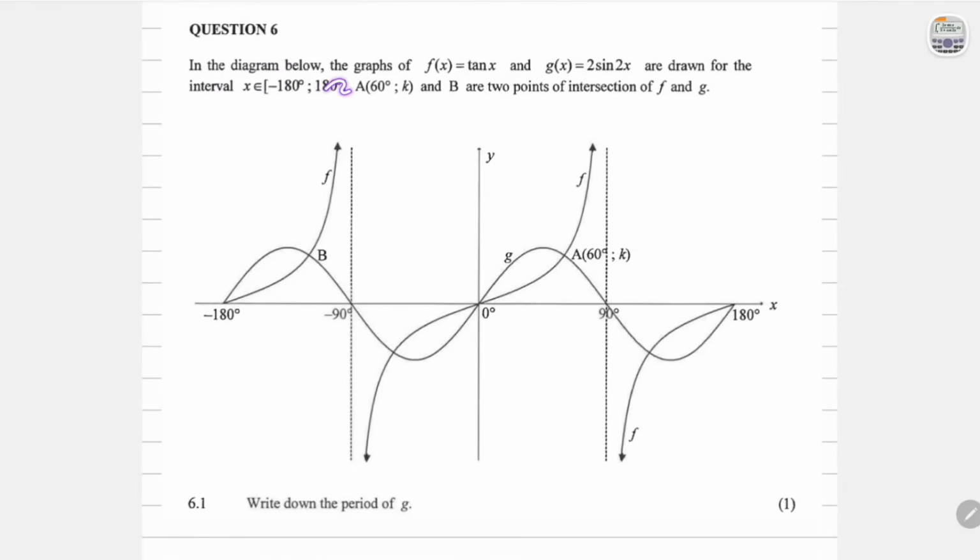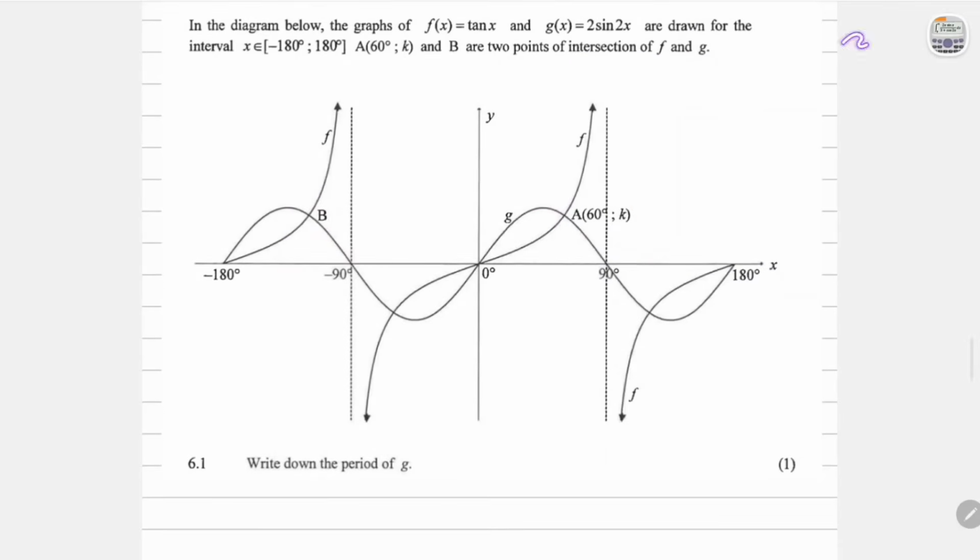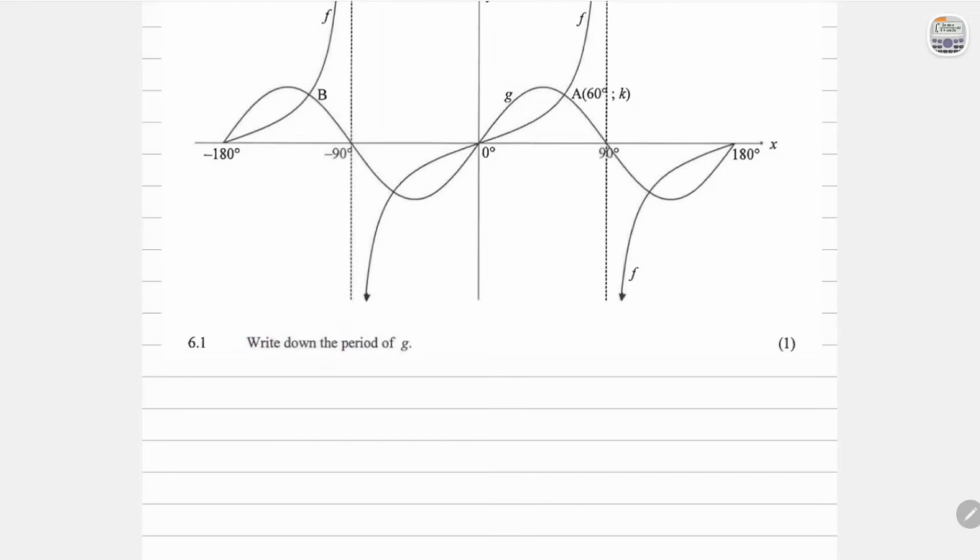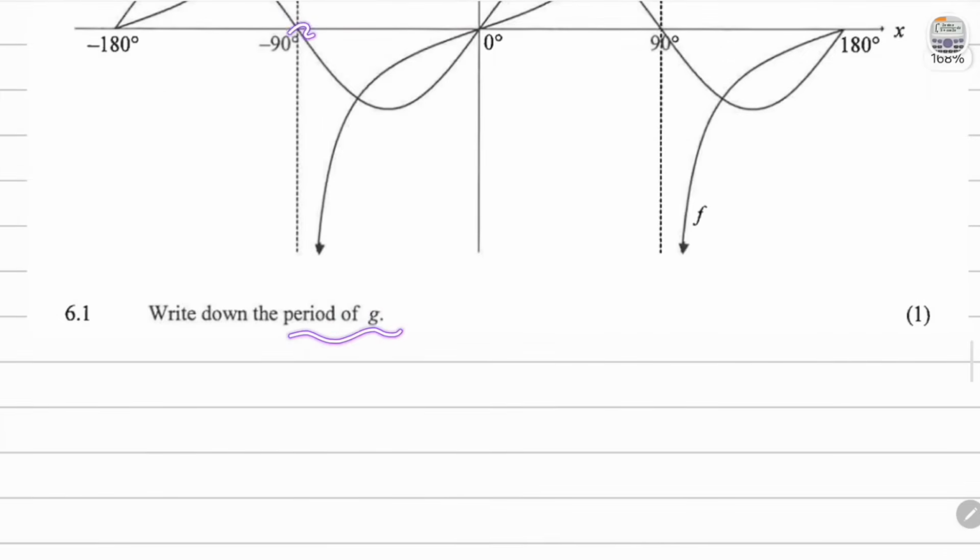Question 6 says, in the diagram below, the graphs of f of x is equal to tan x, as we can see over there, the tan graph, and g of x is equal to 2 sine 2x are drawn for the interval where x is an element of negative 180 degrees to 180 degrees. A, which is 60 degrees, and K, and B are 2 points of intersection of f and g. Question 6.1 asks us to write down the period of g.